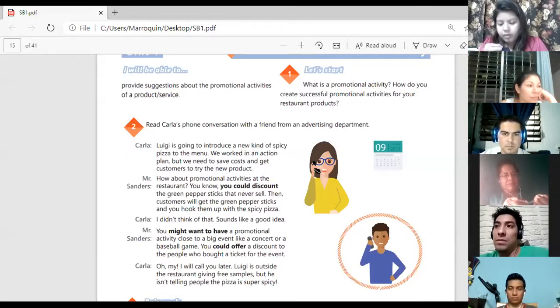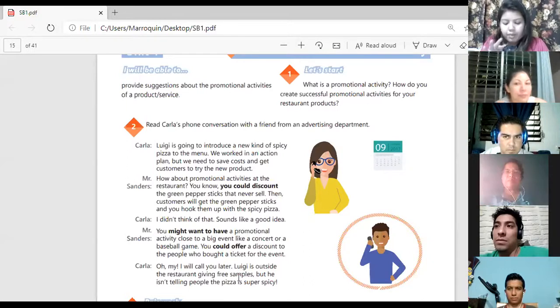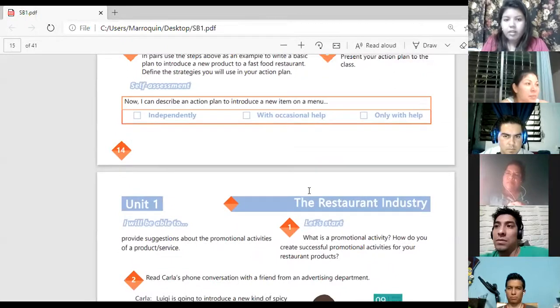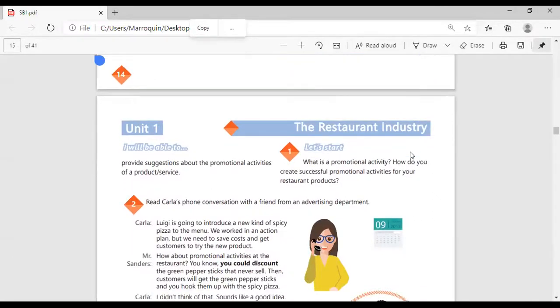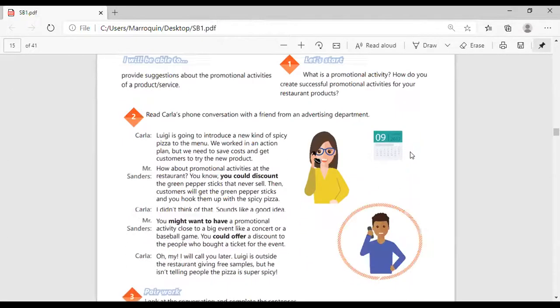Let me see if I have it here. Right here. Okay, hold on. All right. So the question is, what is a promotional activity? How do you create successful promotional activities for your restaurant products? You guys answered that question already. You offer 2-for-1. You offer free products. You offer people to complete surveys in the back part of the receipt. Different thing. Okay, so let's go to part two.